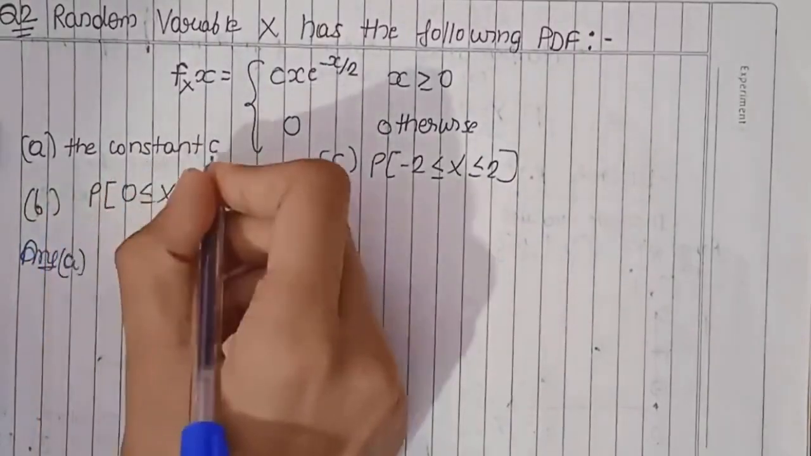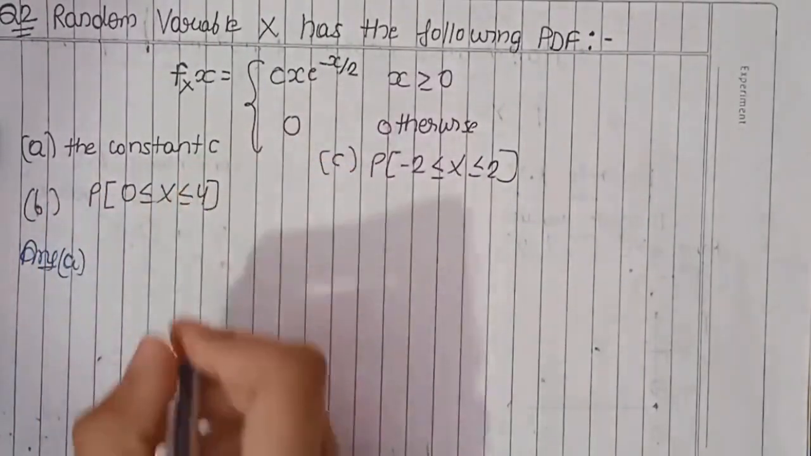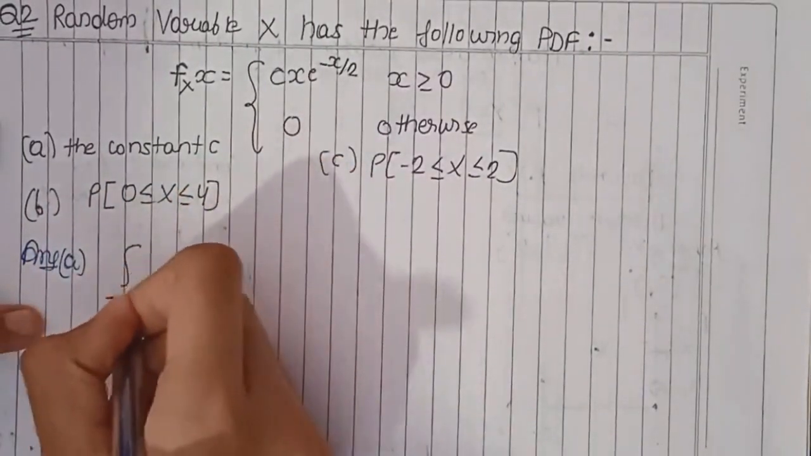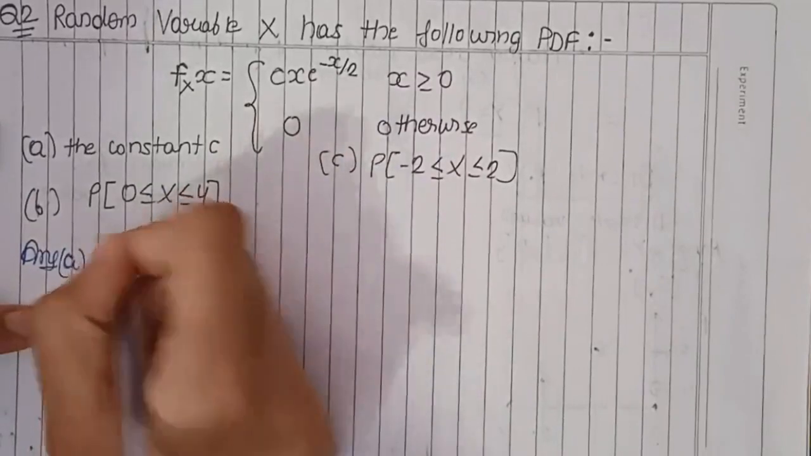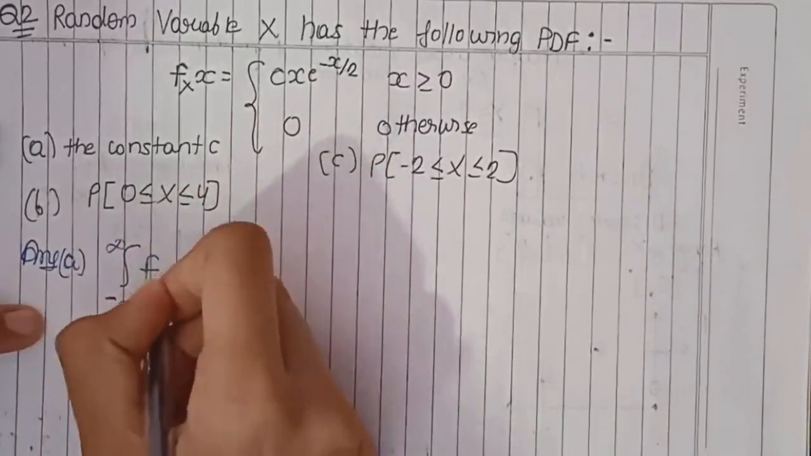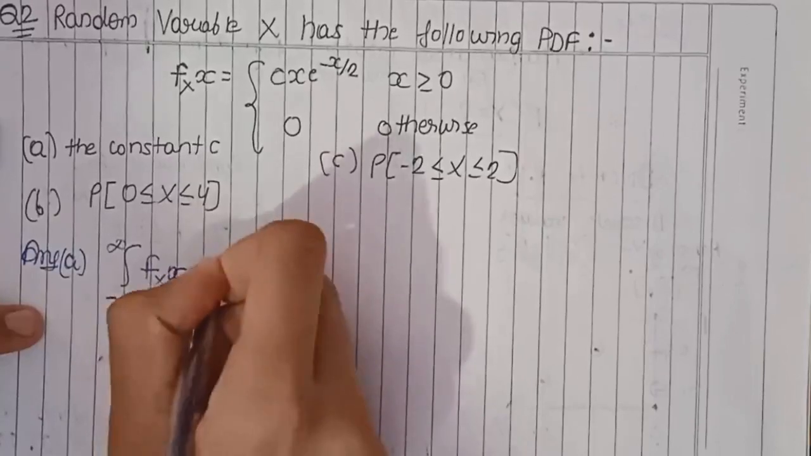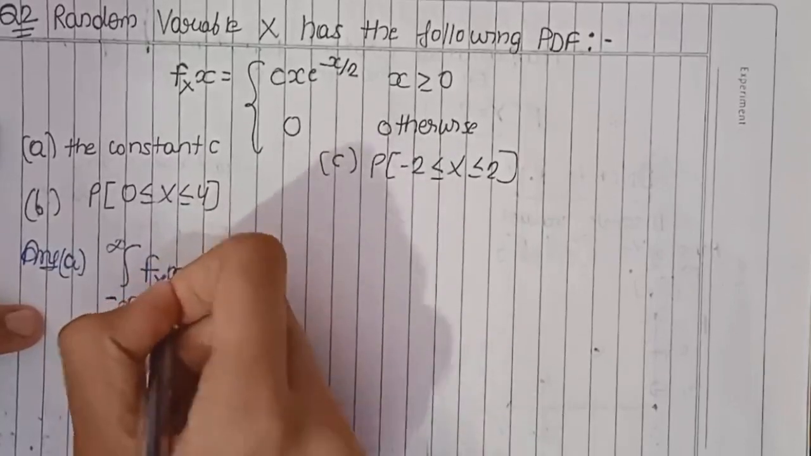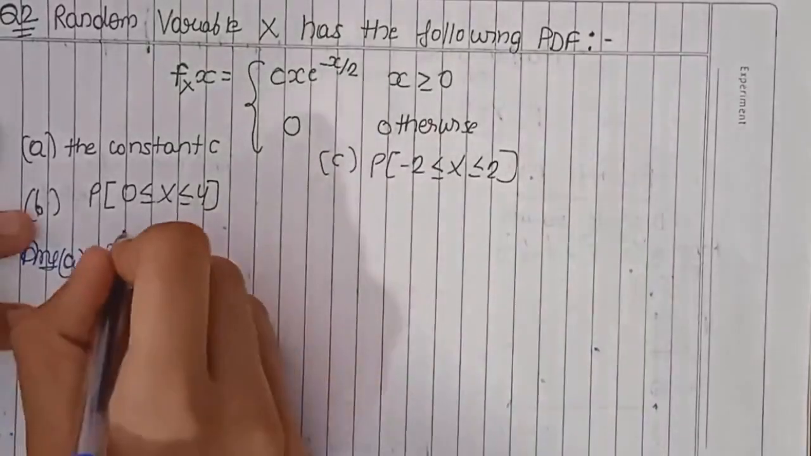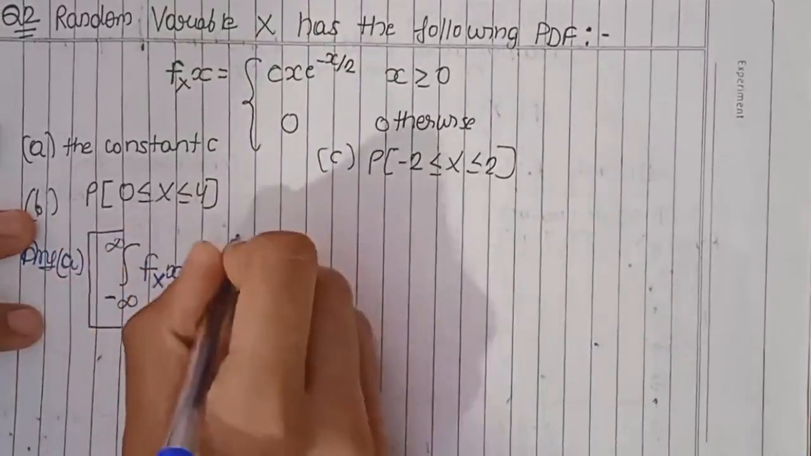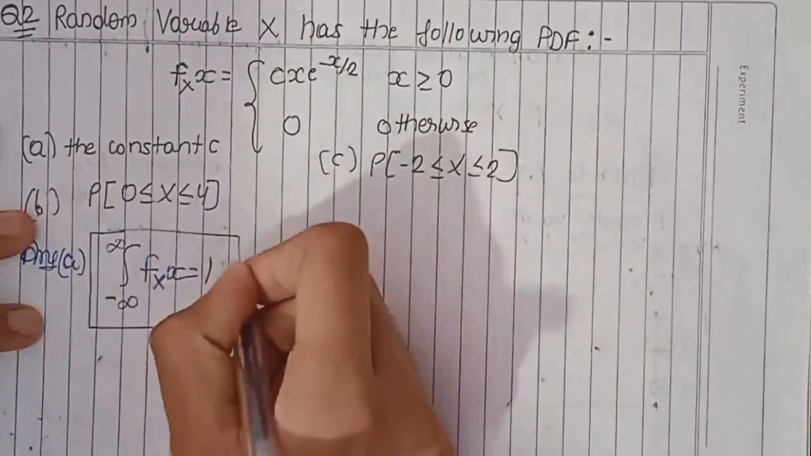To find the value of the constant C, I can use the property of PDF, which says that minus infinity to infinity integration of PDF is equal to 1. For some of you who are not able to digest this property, I want to tell from where this property has come.